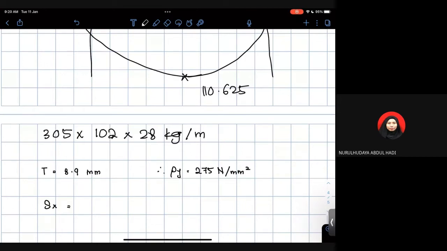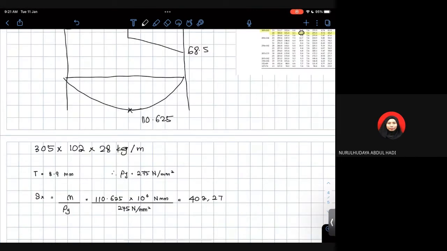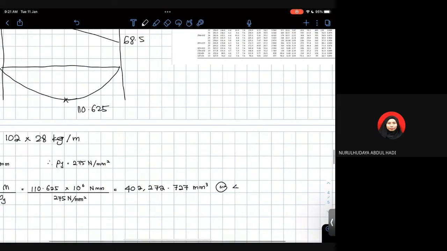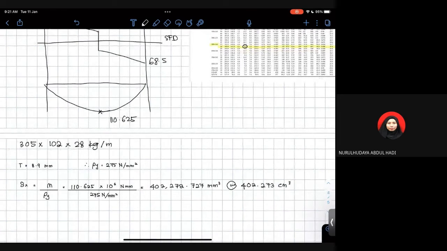SX equal to moment divide with steel strength. Our M is 110.625. Tukar dia into Newton millimeter. Divide it with 275. 402.727 millimeter cube, equal to 402.273. Ini SX yang kita kira.